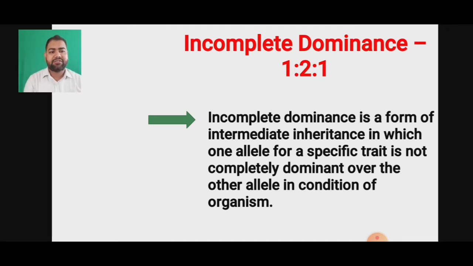Incomplete dominance is a form of intermediate inheritance in which one allele for a specific trait is not completely dominant over the other allele in the condition of the organism. Dear students, I repeat this: incomplete dominance is a form of intermediate inheritance in which one allele for a specific trait is not completely dominant over the other allele in the condition of the organism.